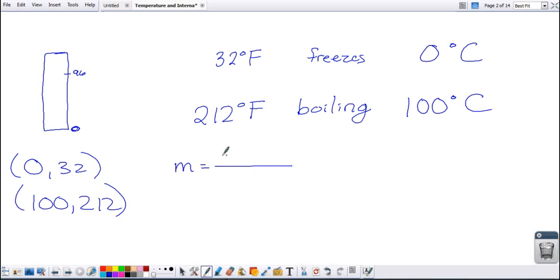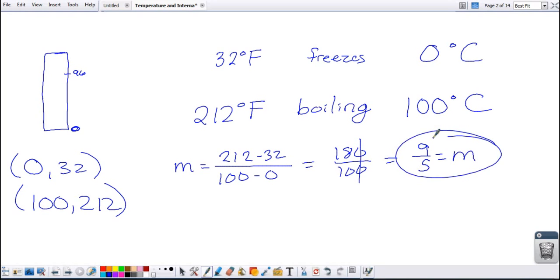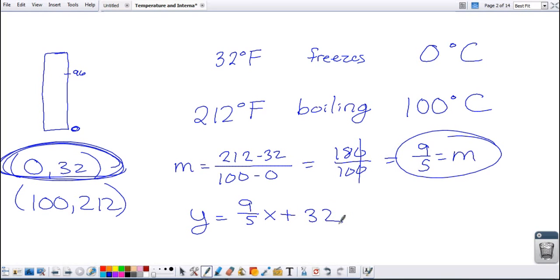So we're going to take the change in y, so 212 minus 32 over 100 minus 0. And I get 180 over 100. That reduces to 18 over 10, which also then reduces to 9/5. So that is our slope. And then we need our y-intercept, and we could go ahead and substitute and solve. But if we look right here, okay, we're at x is 0, that's the y-axis, so this is our y-intercept. So we have our y equals 9/5 x plus 32.